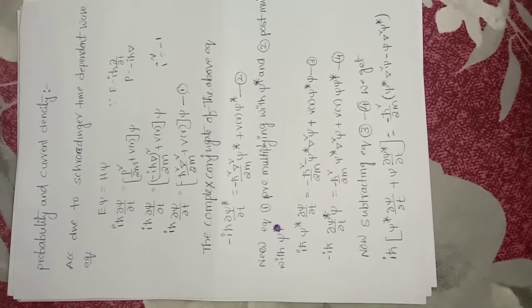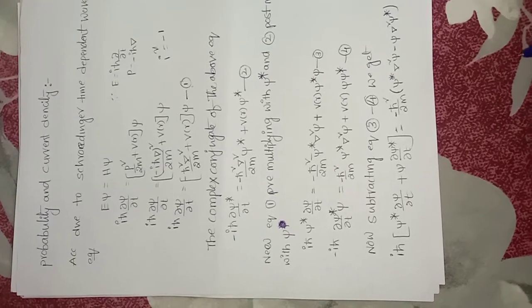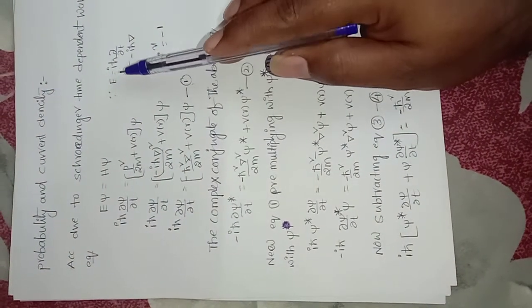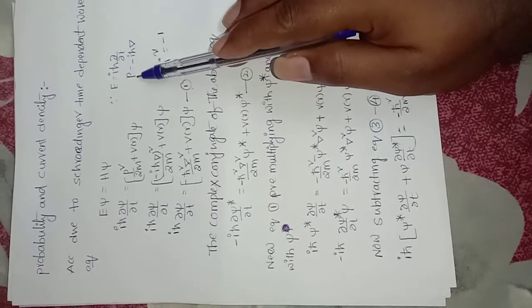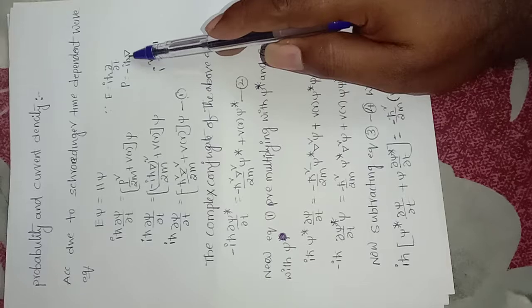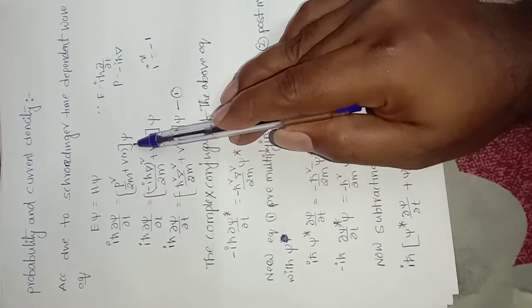Schrödinger time-dependent equation is E psi equals H psi. According to quantum mechanics, E is replaced with i h cross dou by dou t, so energy can be written as i h cross dou by dou t, and momentum P equals minus i h cross del. And H equals P square by 2m plus V of r, acting on psi.